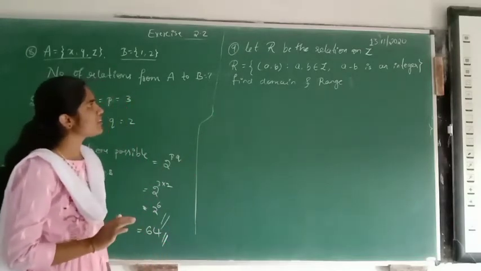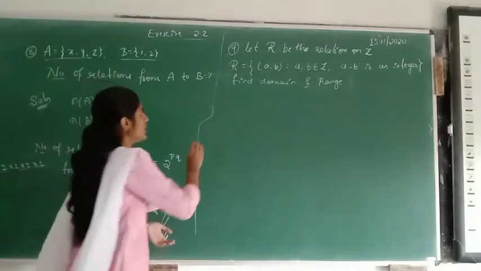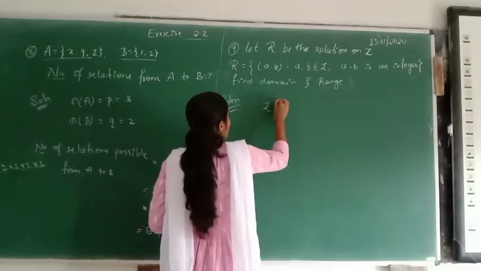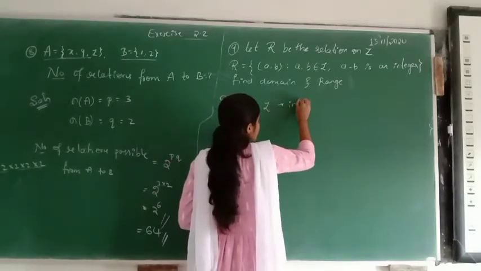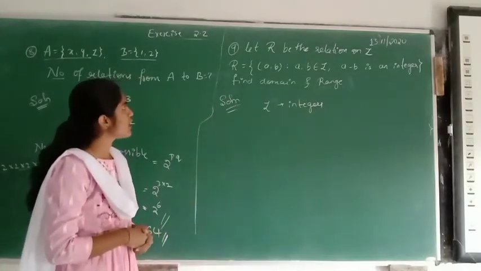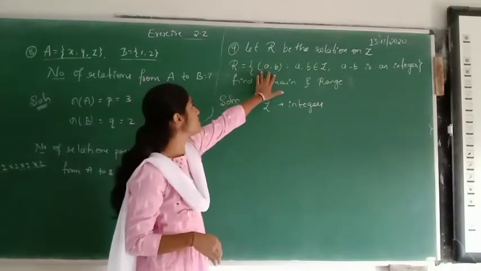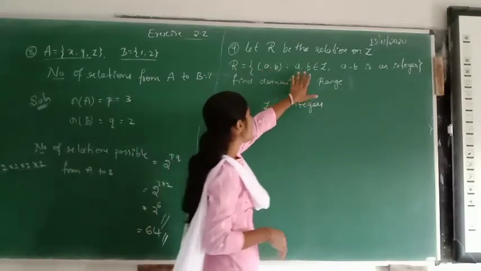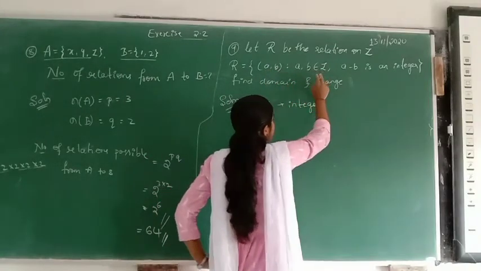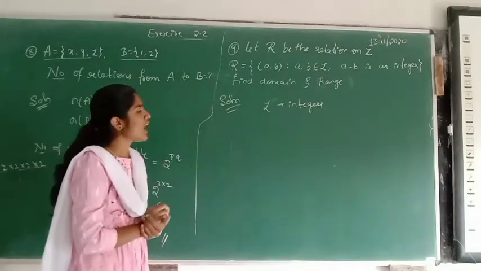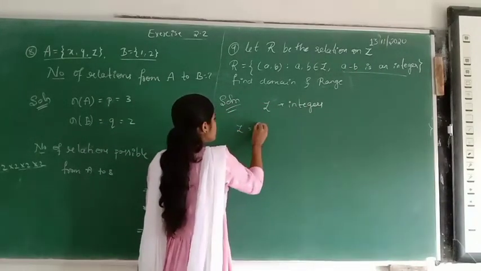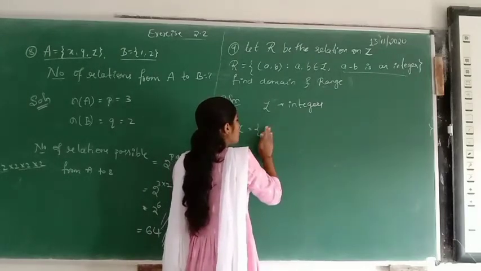Let R be the relation on Z. On which set is the relation defined here? That is the set of all integers. What does Z mean? Set of all integers. Let R be the relation on Z, and the relation is defined like this: ordered pairs (A, B) such that A and B belong to the set of integers. We are choosing A and B from the set of all integers, and the relation is given by A minus B is an integer. Z is the set of integers, both positive and negative.